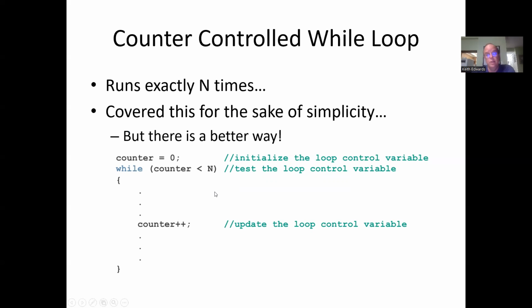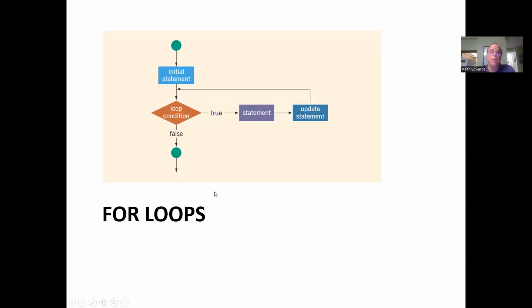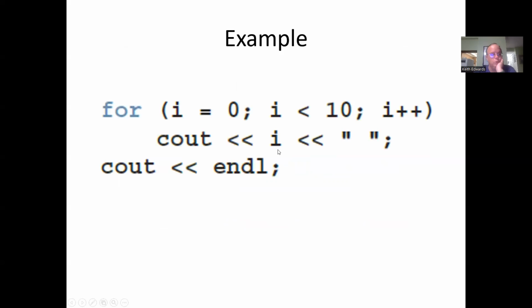But there's a better way to do things, and the better way to do things here is the for loop. So the for loop will have an initial statement, a loop condition, and while it's true, it'll do a set of statements, and then it performs an update statement that's also in the first line of the for loop.